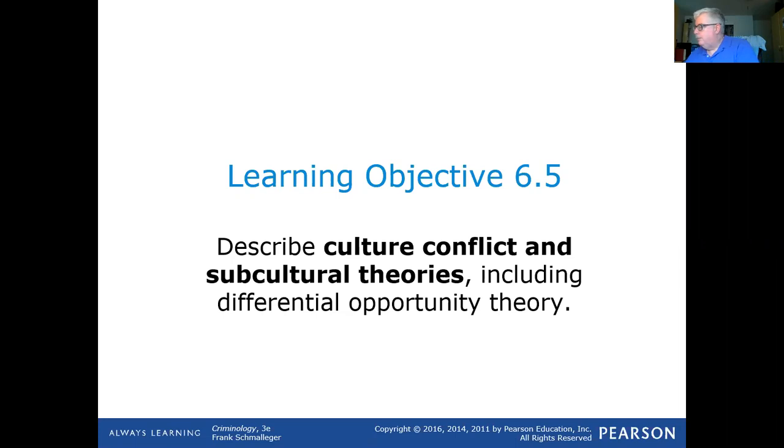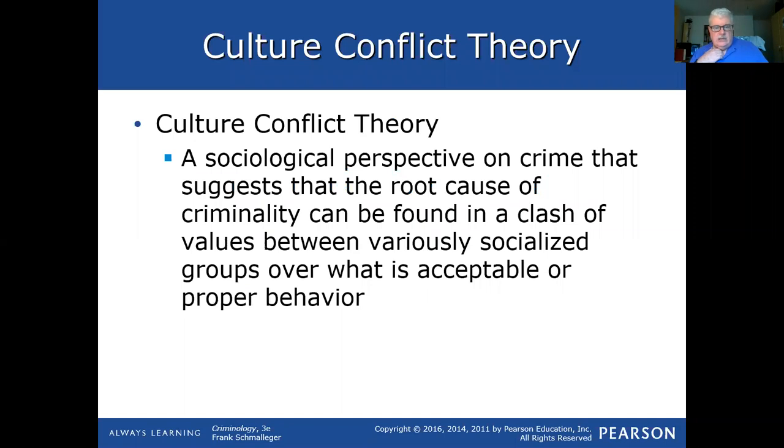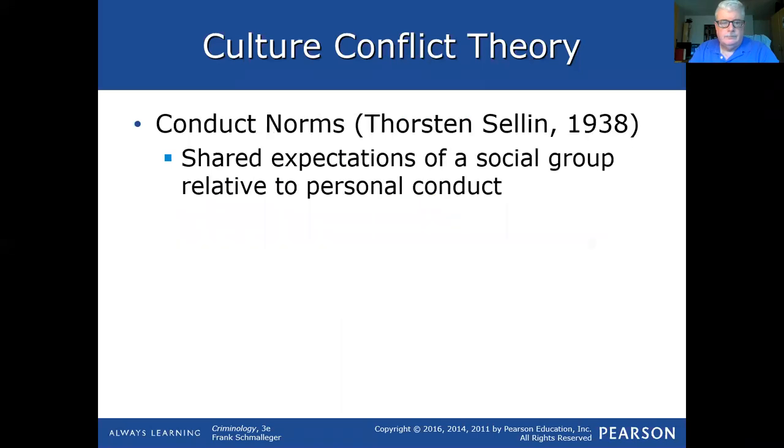But what we're talking about in culture conflict theories is the basic idea that the root cause of criminality is found in a clash of values between differently socialized groups over what is acceptable or proper behavior. So this is that definition that I just read. Thorsten Sellin studied culture conflict, had an idea of conduct norms that a social group would have.